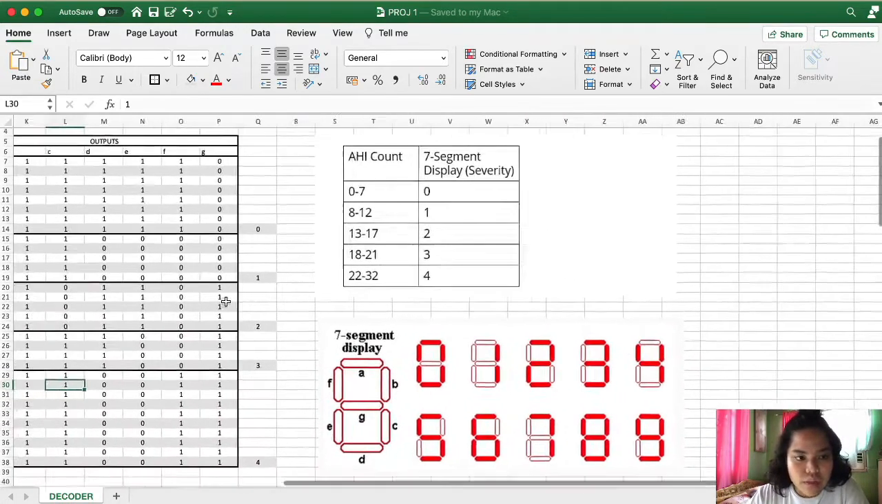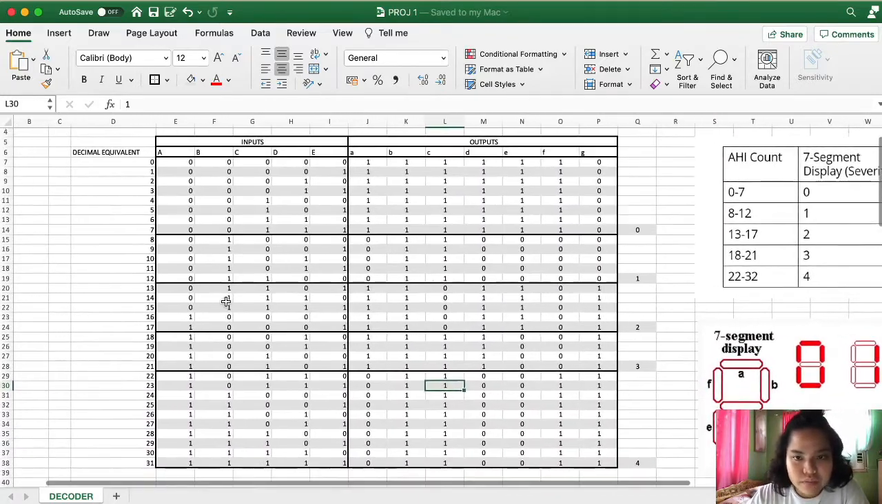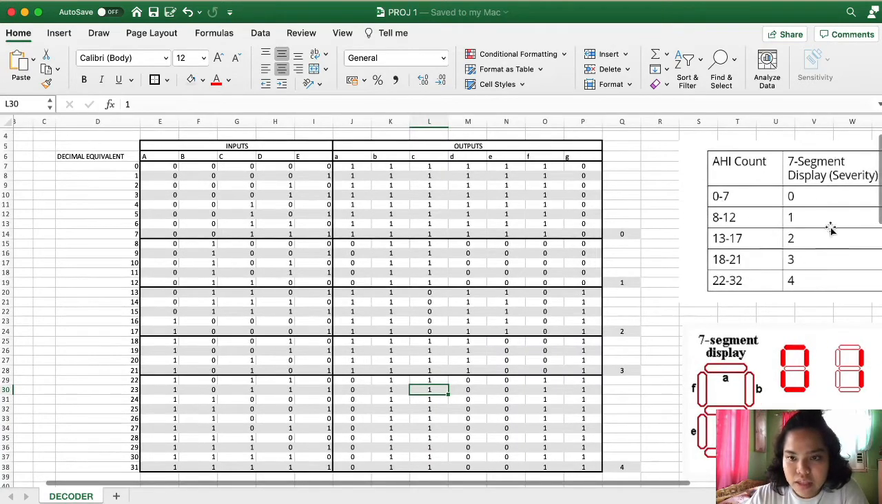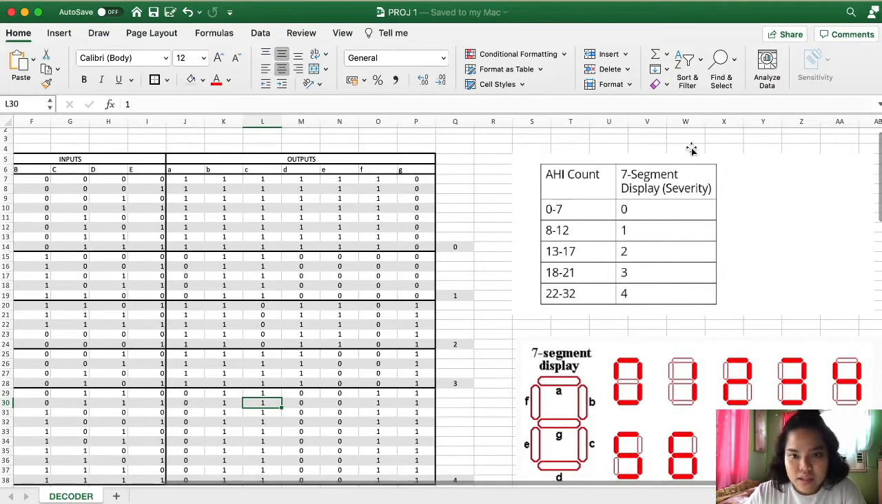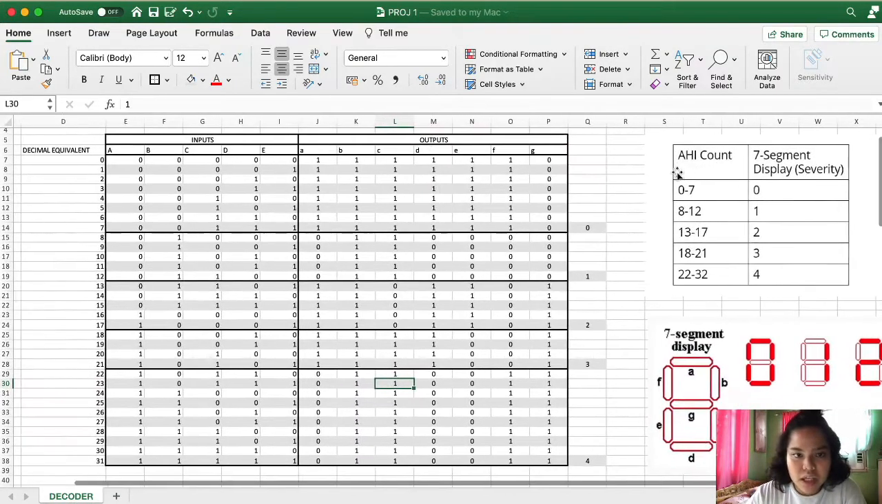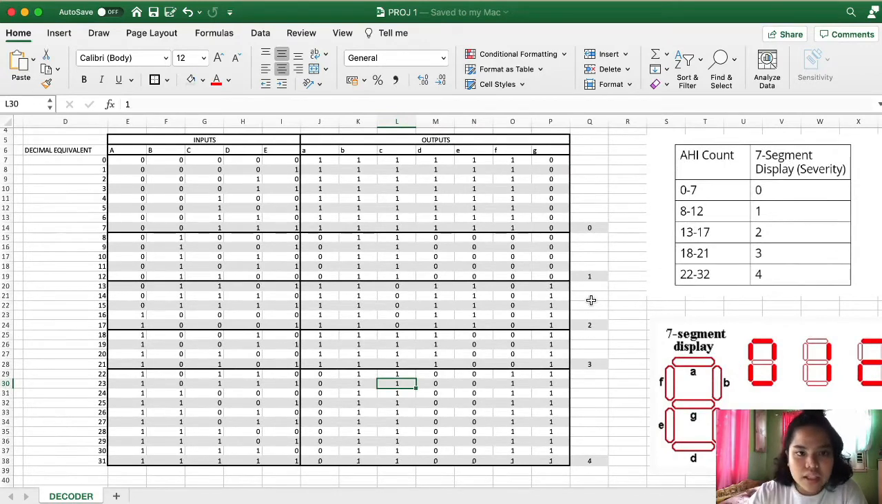If we go over to our left side here, this is our truth table of our AHI count and the 7-segment display. This is its corresponding truth table with 5 inputs, and each output that we can see over here corresponds to a segment in our 7-segment display. For our AHI count range 0 to 7, we can just think of this as binary number 0 to 7, as marked here. There is a border so that we can easily see it. From 0 to 7, the 7-segment display must show 0.